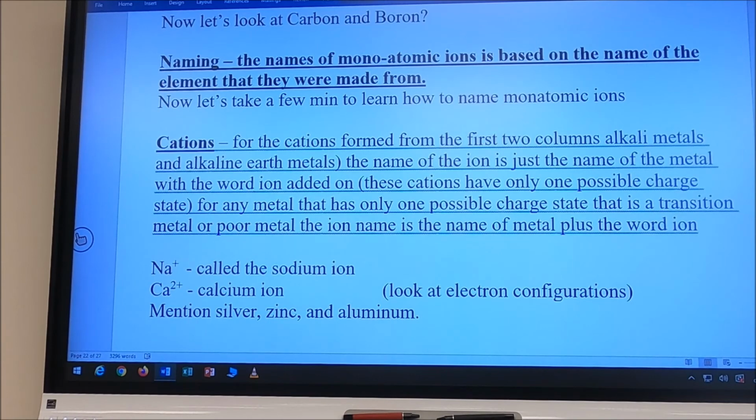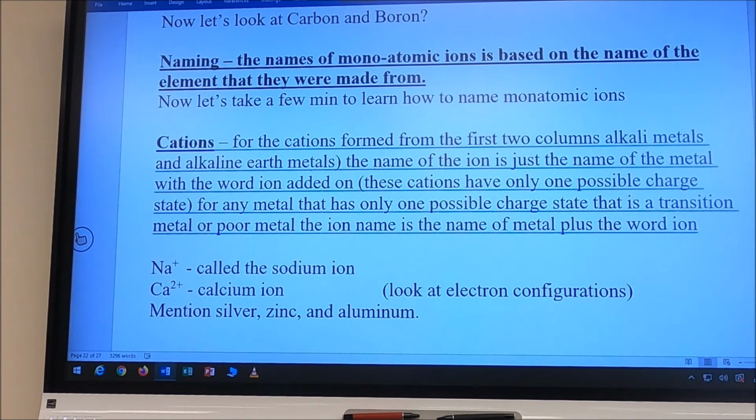Now, I want to mention carbon for a second, okay? If you look at the electron configuration of carbon, 1s2, 2s2, 2p2. Carbon is 4 electrons away from looking like neon, and it's 4 electrons away from looking like helium. Carbon doesn't like to form ions. 4 electrons for such a small atom with so few electrons is really hard to do. So carbon has a tendency not to form ions at all.